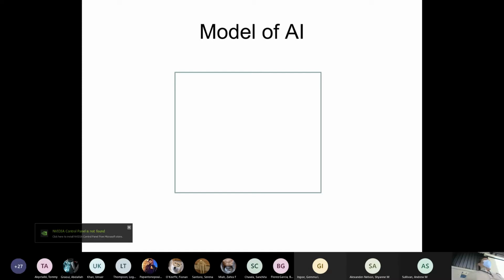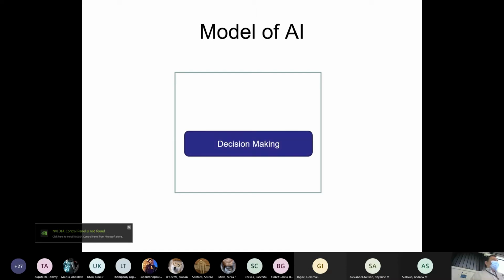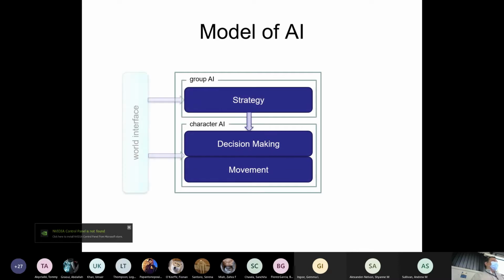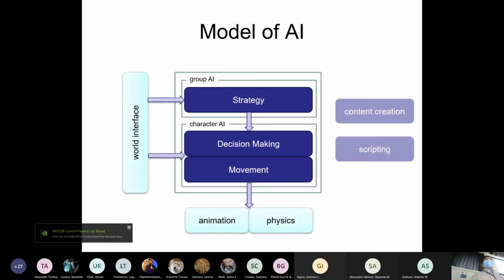First of all, where we are in our model of AI: decision-making, movement, character AI, strategy. You know this diagram from last week and from 2 weeks ago. Last week we did decision-making, so we were here, with our decision trees and state graphs, state machines. Today, we will be mostly looking into movement.